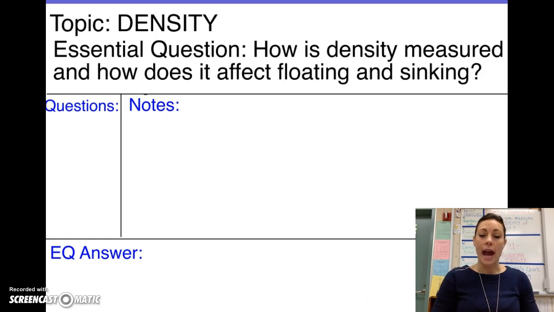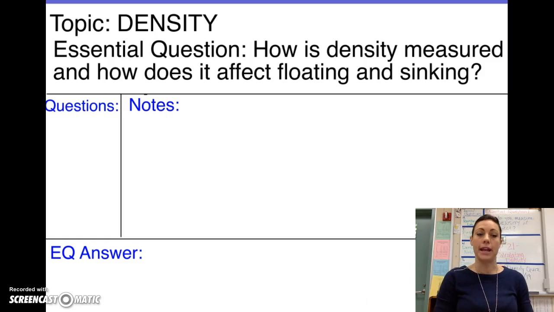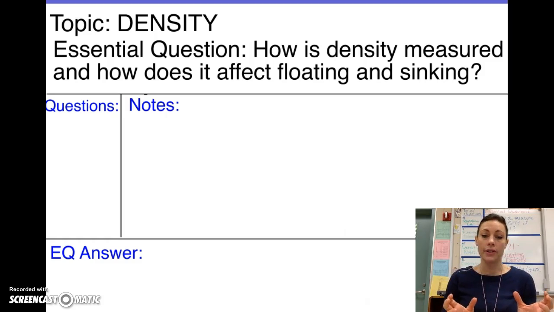So now turn to the IP page where you're going to be taking your notes. If you don't know what page it's on, please refer to your instructions on your paper today. But pause this video so that you can set up your notes with the title of the topic, density, and the essential question: How is density measured and how does it affect floating and sinking?